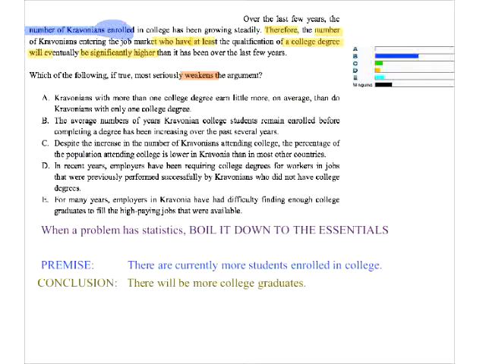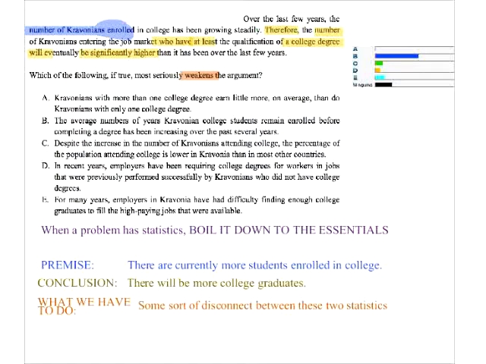And because it's a weakener question, what we have to do is figure out some sort of disconnect between these two statistics. So let's see if we can figure something like that. We need some sort of break point between enrolled students and graduates. There's a couple of ways that you might do that.